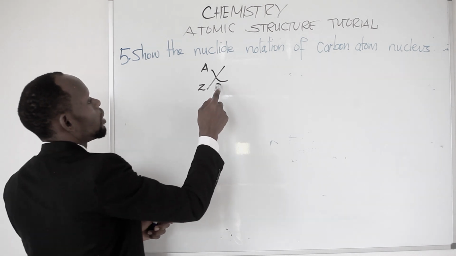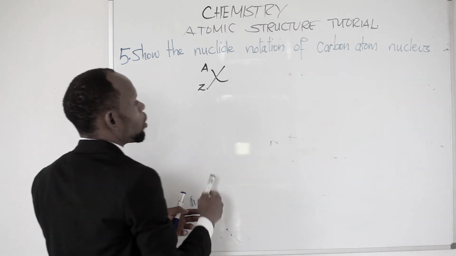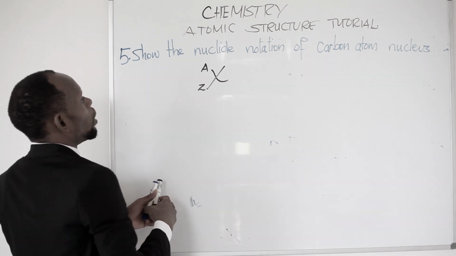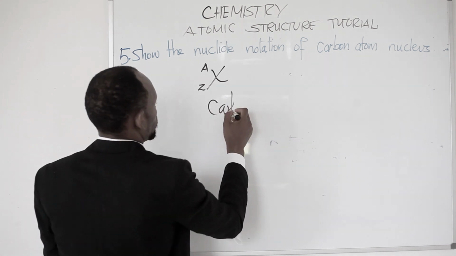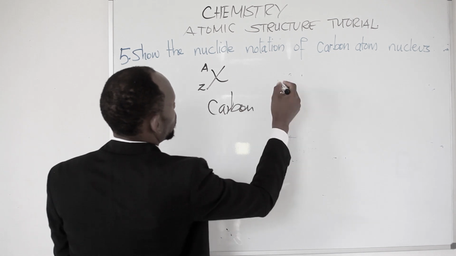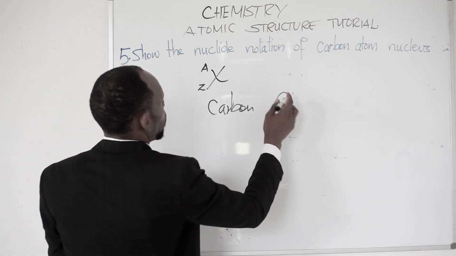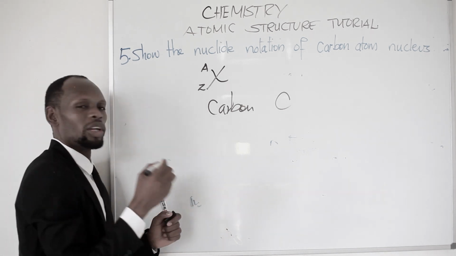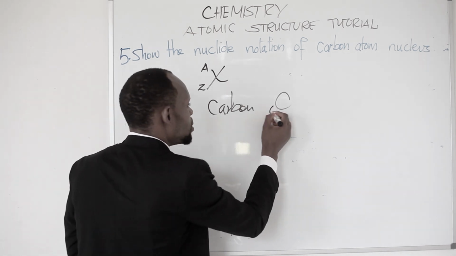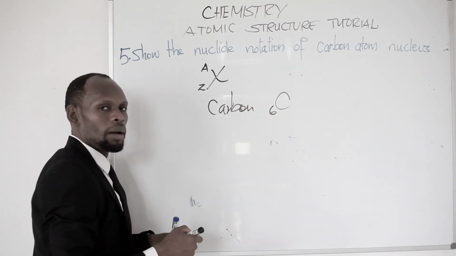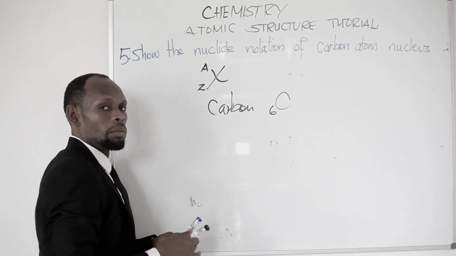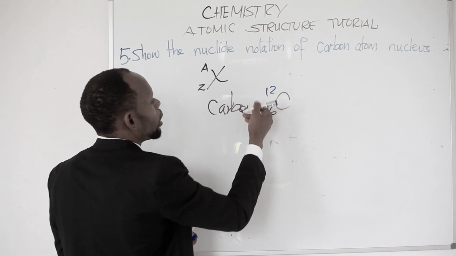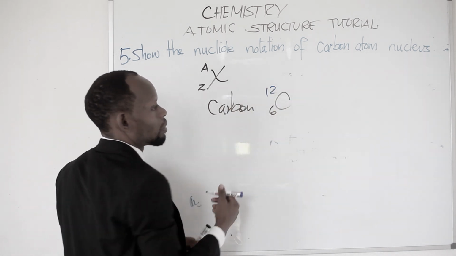Now, our particular atom is carbon. So, what is the atomic number of carbon? Carbon has the atomic number of 6. And what is the mass number of carbon? The mass number of carbon is 12. Yes. So, this is the nuclide notation of carbon.